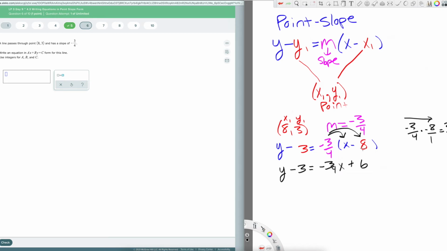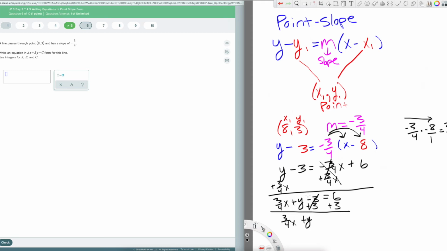All right, now I can start to bring the x and the y coordinates onto one side. So I'm going to add 3/4 x to both sides. And I have 3/4 x plus y minus 3 equals 6, because -3/4 x and +3/4 x cancel out. I'm going to add 3 over here because I only want the x and y terms on this side. I don't want any constants like that. -3 plus 3, they're opposites, they cancel out. We get 9. So I'm almost done.